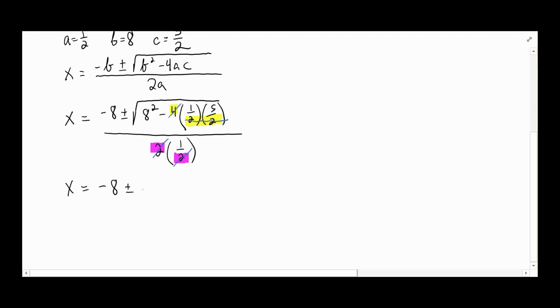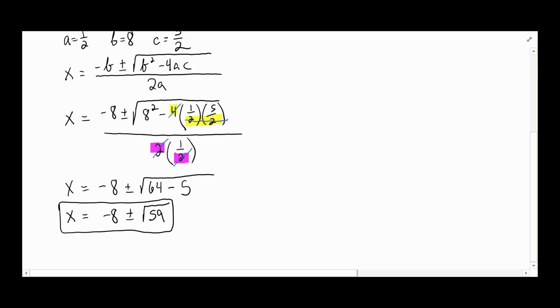-8 plus or minus the square root of 64 minus 5. The 4 divided out with the 4 that was in the bottom, and I had 1 times 5. In the very bottom, the 2 times a half is 1, so we don't need to even write over 1. All I have left now is to say 64 minus 5 is 59. There's my answer. Nice and simple.